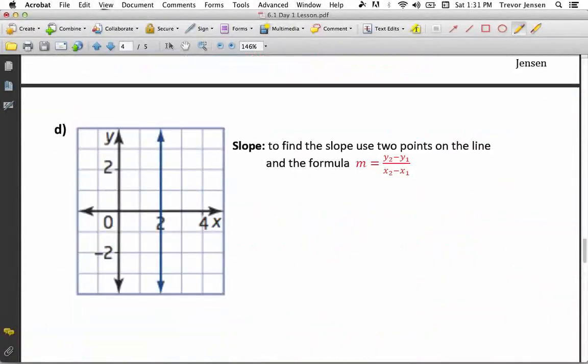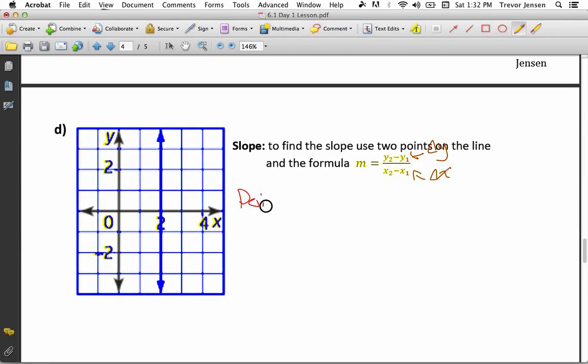Let's do a vertical line now. So vertical lines. If we want to calculate the slope of a vertical line, let's do it the same way, by finding our difference in y's divided by our difference in x's. So let's pick our 2 points. I need a first point to be my x1, y1. I need a second point to be my x2, y2.